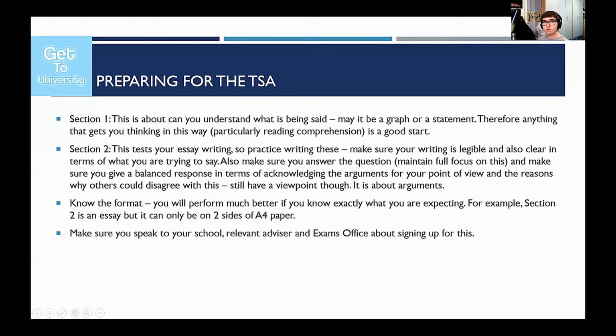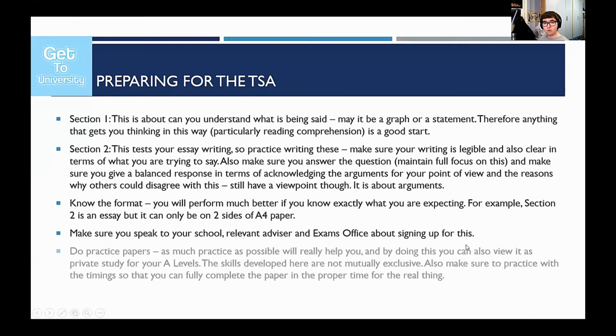So speak to anyone at your school who may be able to give you some more information about signing up, and they'll be able to help and support you with that.